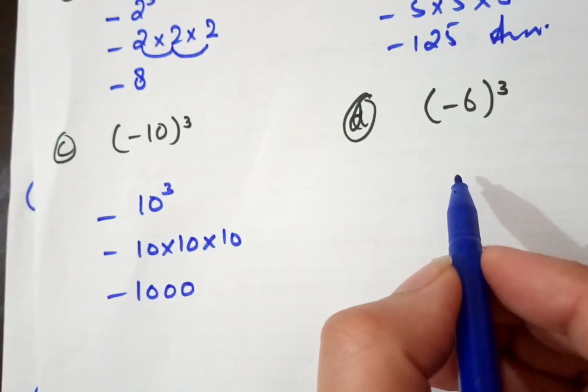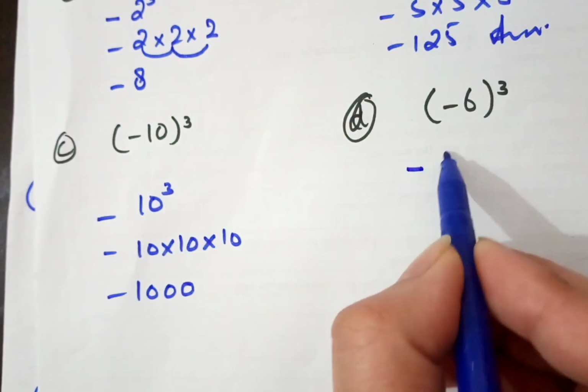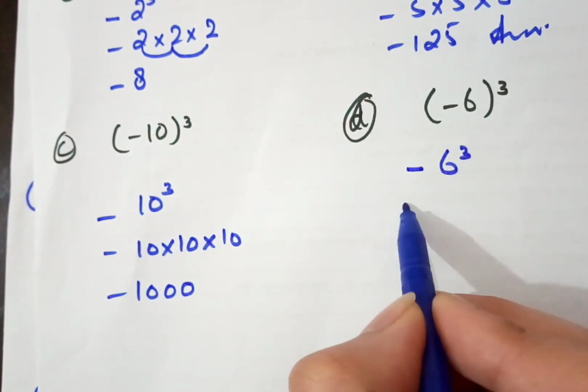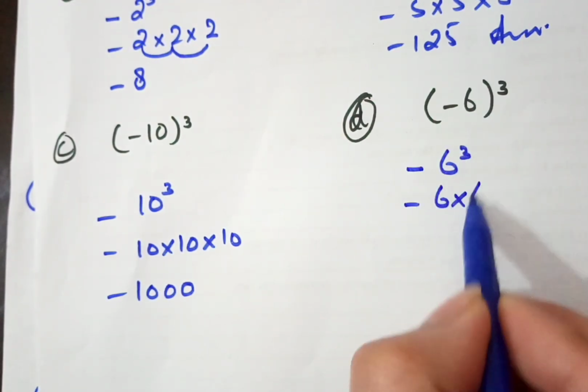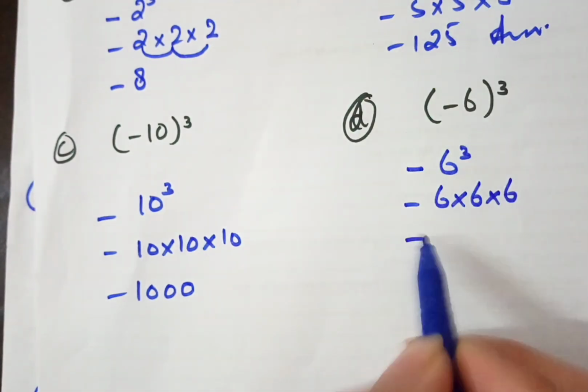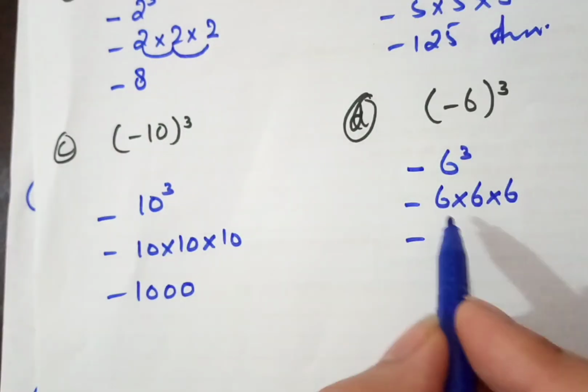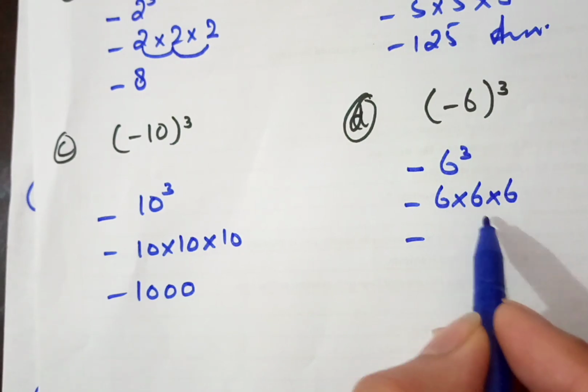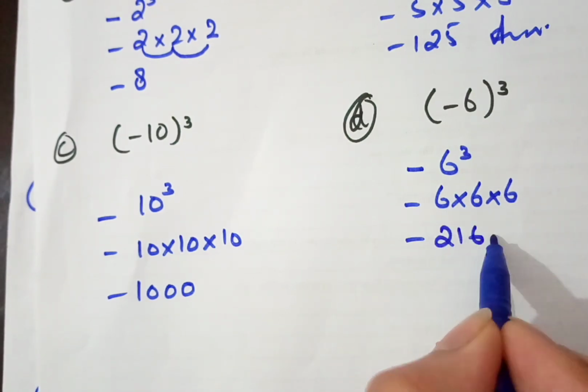Now move towards the part D. Again, minus 6 power 3, and 6 power 3 is 6 multiplied by 6 multiplied by 6. So 6 sixes are 36 and 36 sixes are 216.